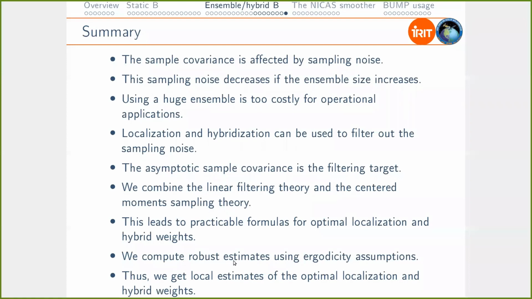Then we can compute robust estimates using ergodicity assumptions, local ergodicity assumptions. And finally, we can get local estimates of the optimal localization length scale and hybrid weights.